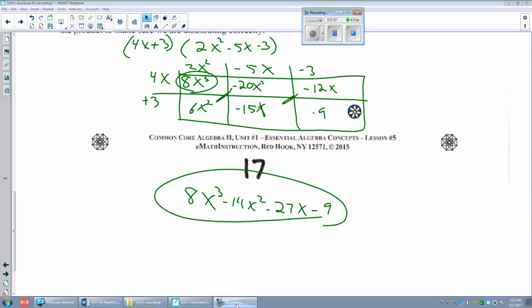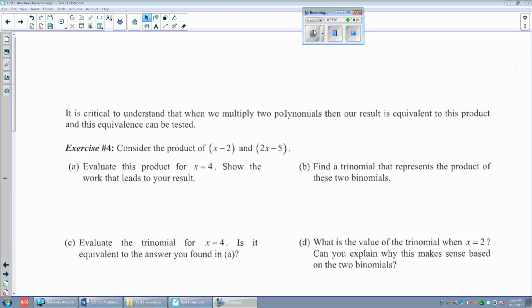Let's take a look at the next page. Let's say we looked at the next page, and that's going to be tomorrow night's homework, because I don't want to go too much longer than 10 minutes.